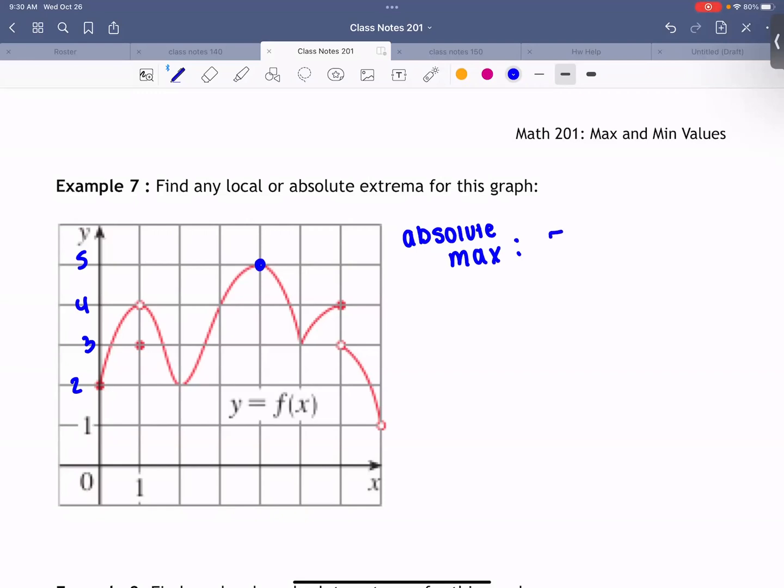Another way you can say this is f of 4, right? But 5 usually works. Let's talk about absolute min. What do you think the absolute min is? 1. I hear 1, I hear 2. Anyone want to explain why it might be 1?